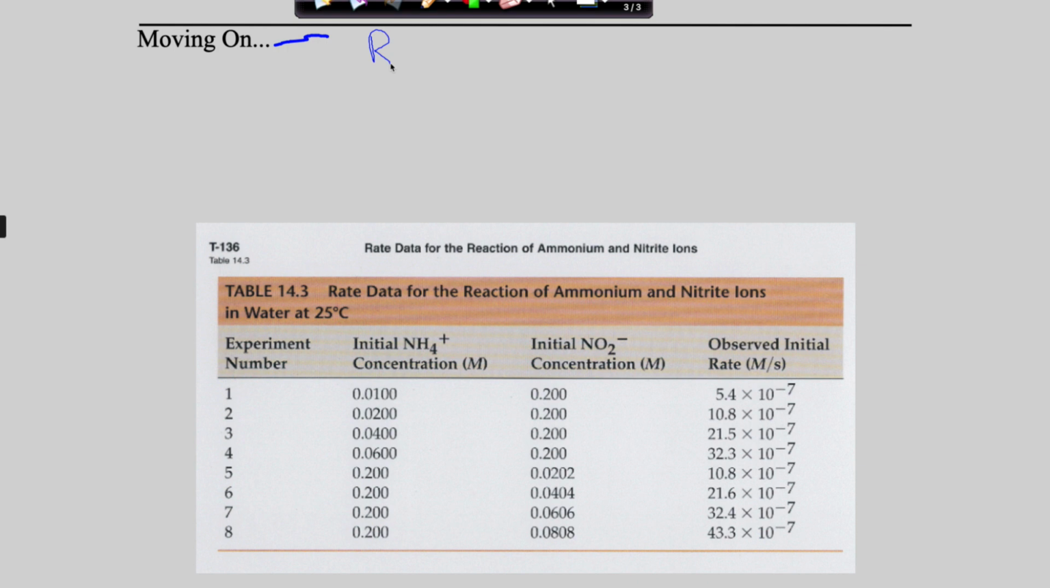Although let me at least write down the rate law in case you don't have it. Rate is equal to K times the concentration of NH4 times the concentration. All right, at least let me do that.